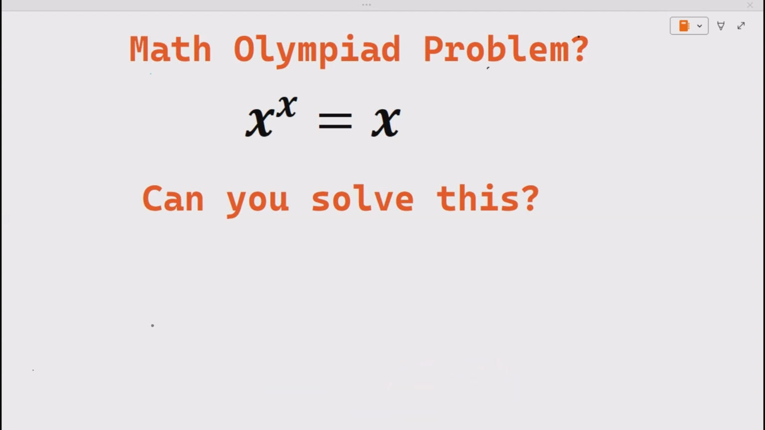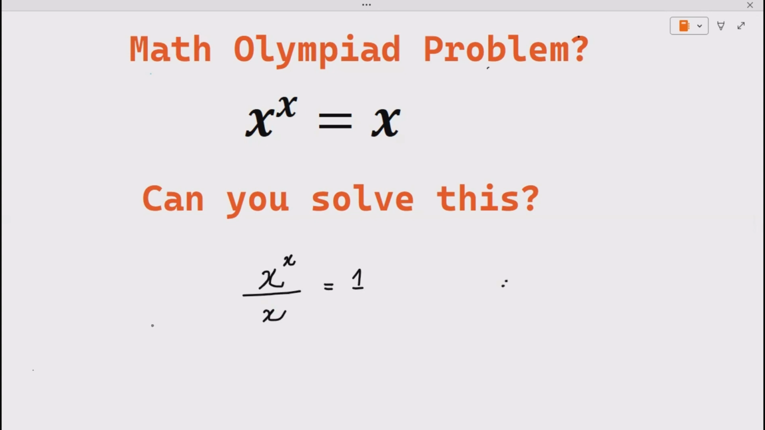Now let's see how we can solve this for the value of x. So here we are given x raised to the power x equals x. I can write this equation like this: x raised to the power x divided by x equals 1, i.e. I take x as a division on both sides. So here x with x cancel out, so I got only 1, and here I got x raised to the power x divided by x.